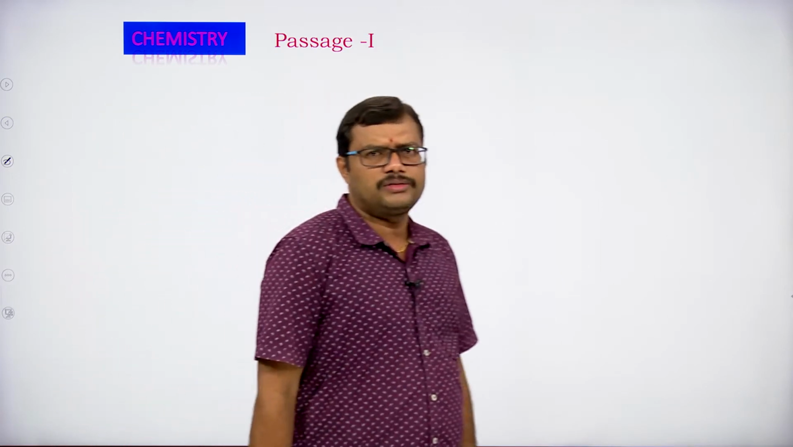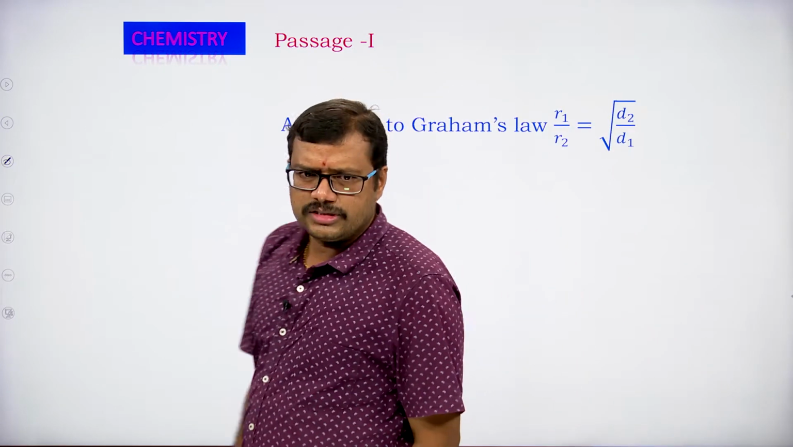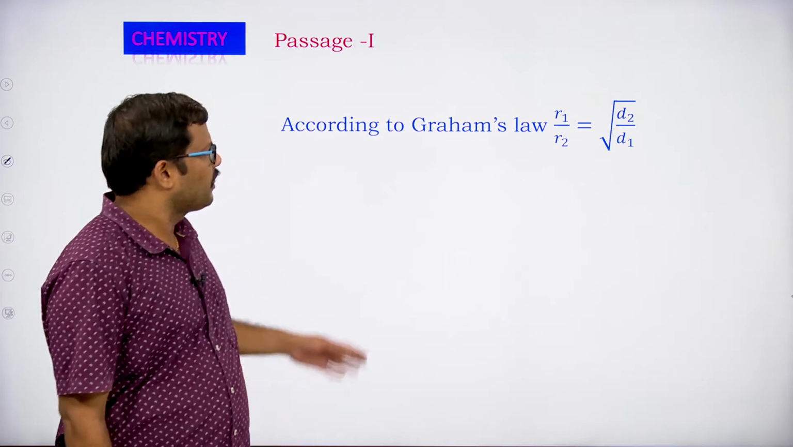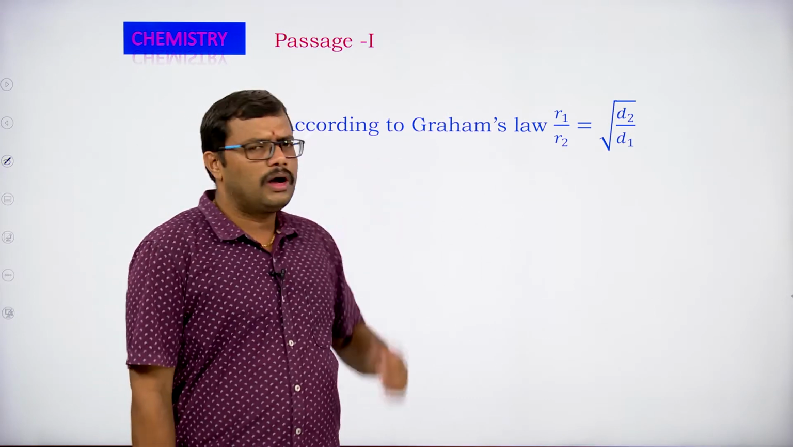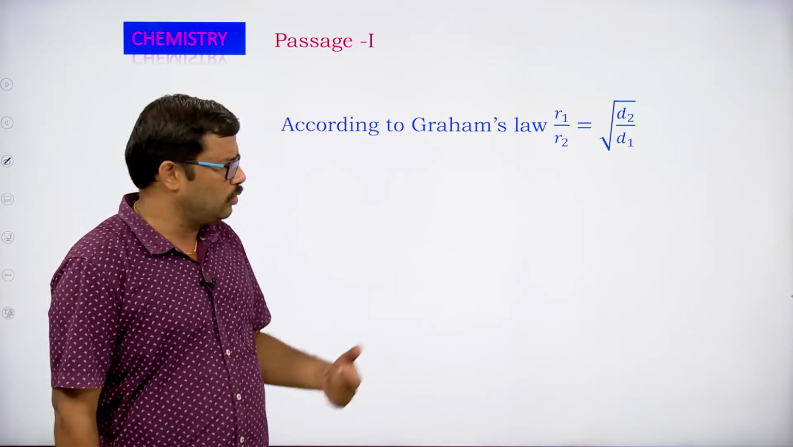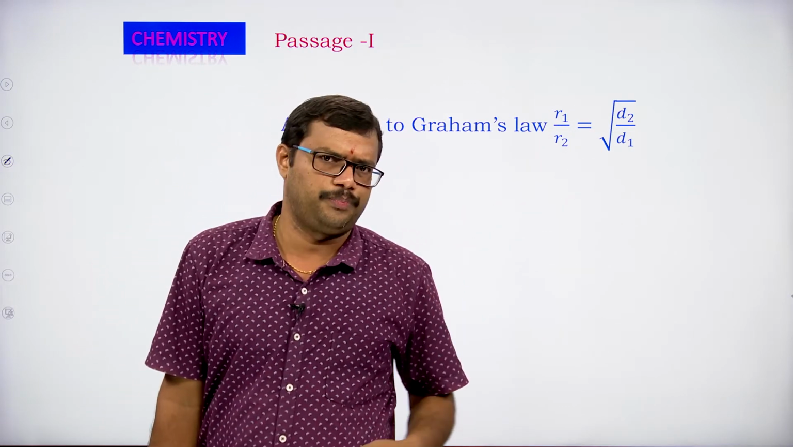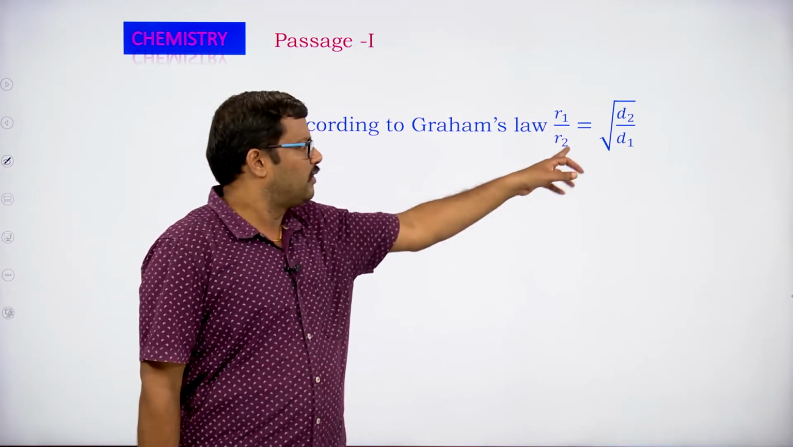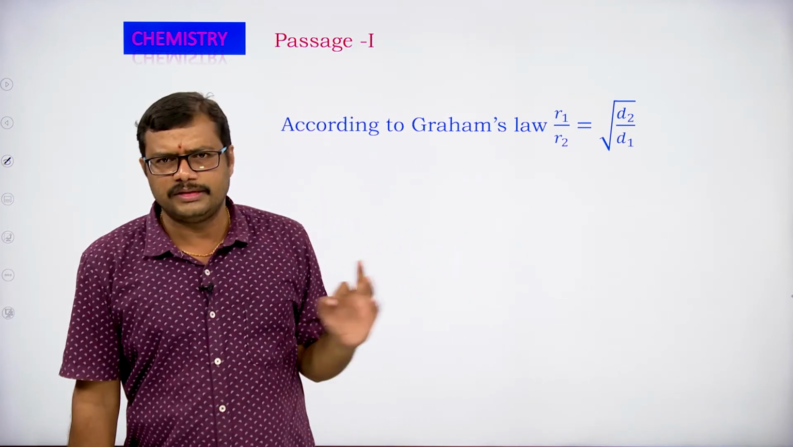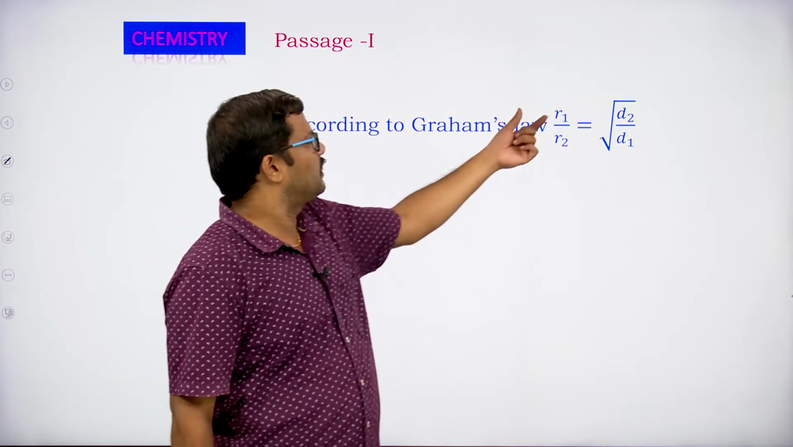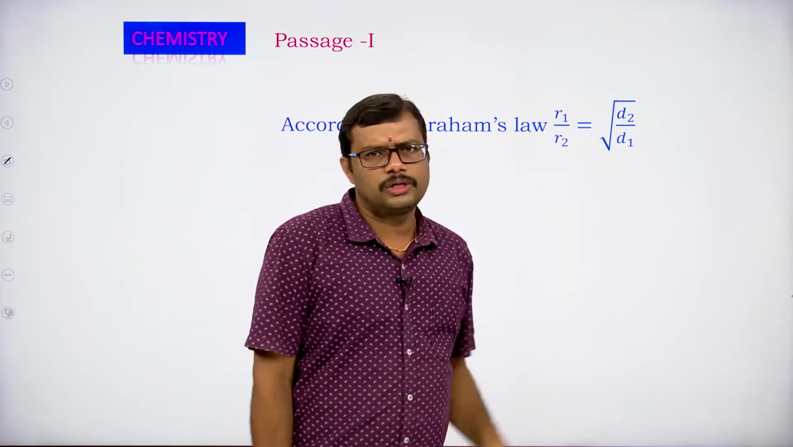Since in the last class we stopped at multi-correct answer type questions, let us start with the passage type. The passage is given as: according to Graham's law, R1 by R2 is equal to root of D2 by D1, where R1 and R2 are the rates of diffusion of two gases 1 and 2, and D1 and D2 are the densities of gases 1 and 2. So for two gases, the ratio of rates of diffusion is equal to the square root of the inverse ratio of their densities. When you observe here, it is very clearly indicating that the density and rate of diffusion of the gases are inversely proportional to one another.